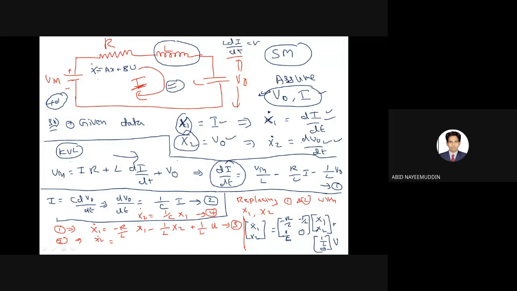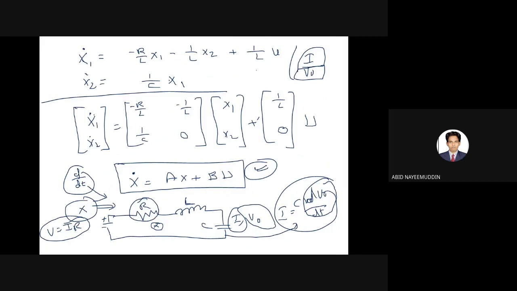In the same way, to get dv0 by dt, I have written the expression for the current flowing through the capacitor. With that I am getting the second equation. Now replacing the first 2 equations with x1 and x2, you will get these 2 equations, that is equation 3 and then equation 4. And the last step, as I told you, after getting equations 3 and 4, is to represent those equations in matrix form, and then that will give you the complete state model.